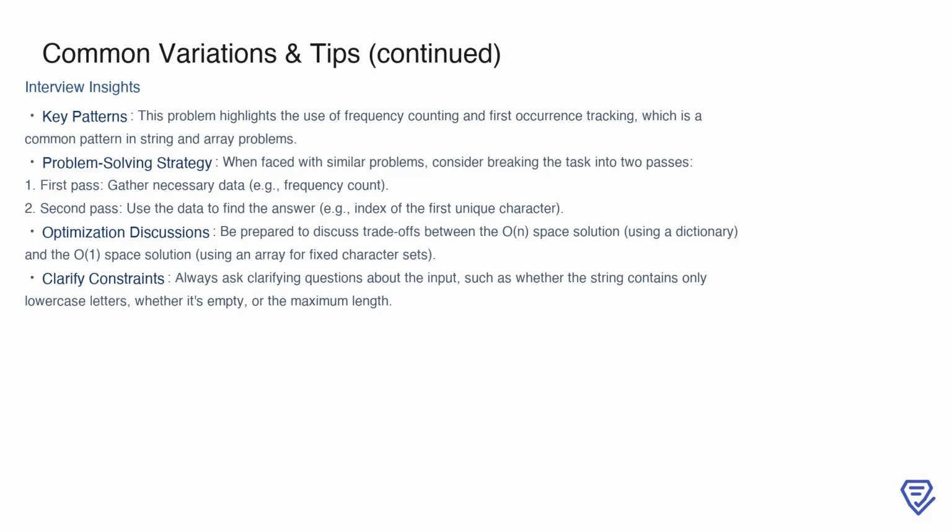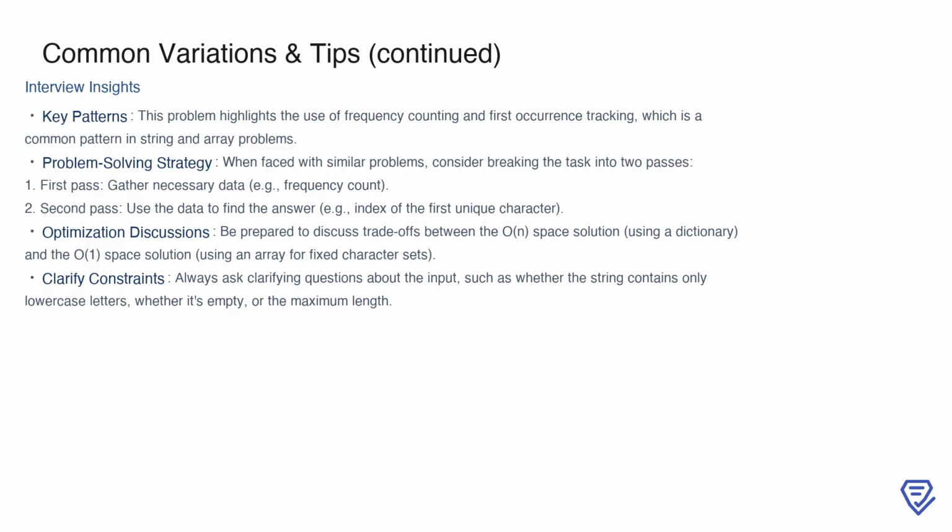This problem is a great example of some key patterns that frequently appear in string and array questions. Specifically, it demonstrates the use of frequency counting combined with tracking the first occurrence of characters. When solving similar problems, consider breaking the task into two logical passes. In the first pass, gather all the necessary data, such as calculating frequency counts. In the second pass, use that data to determine the result, like identifying the index of the first unique character.